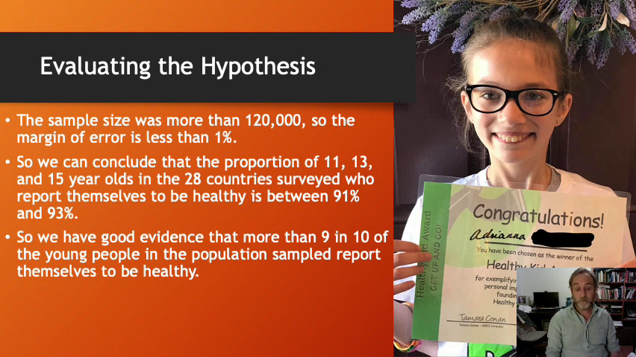And because the relative frequency is very different, 92%, that means that the proportion of 11, 13, and 15-year-olds in those 28 countries who report themselves to be healthy is 92% plus or minus a 1% margin of error, so somewhere between 91 and 93%. And those that reported themselves unhealthy, it was 8%, so that means between 7 and 9% in the population would probably report themselves to be unhealthy. So that's pretty good evidence that more than 9 in 10 of the young people in the population would report themselves to be healthy.